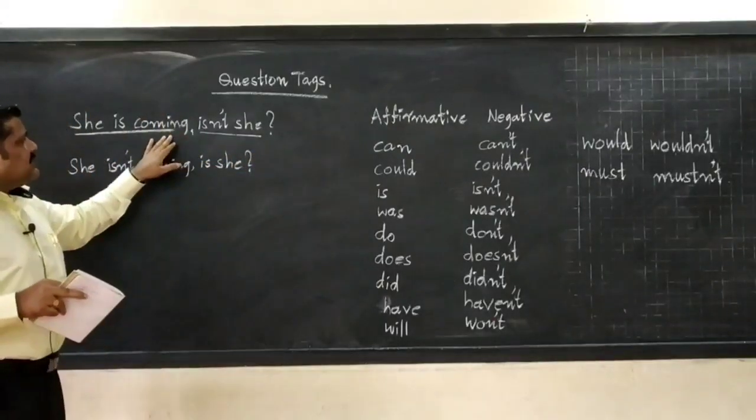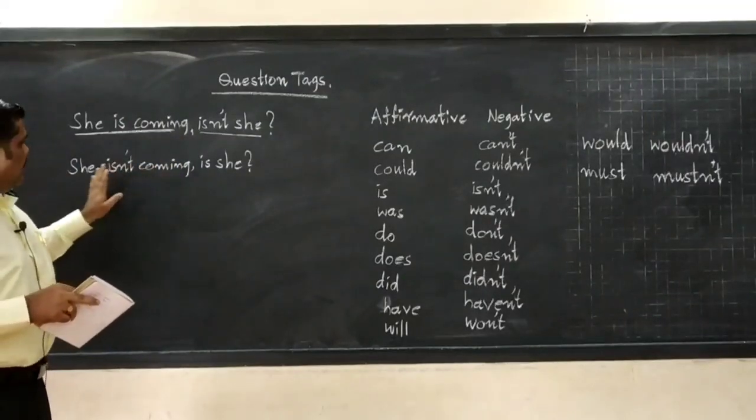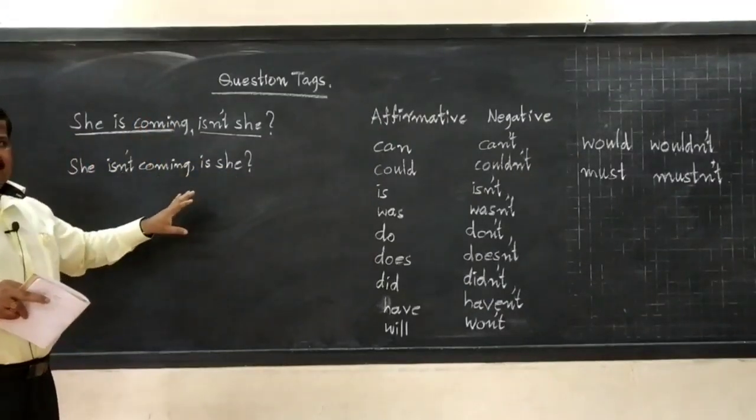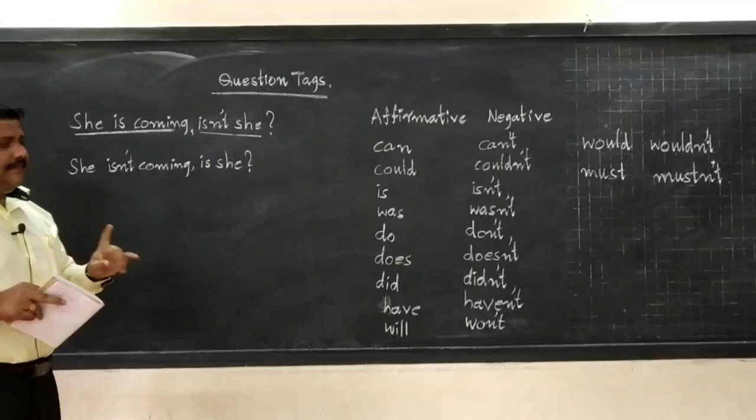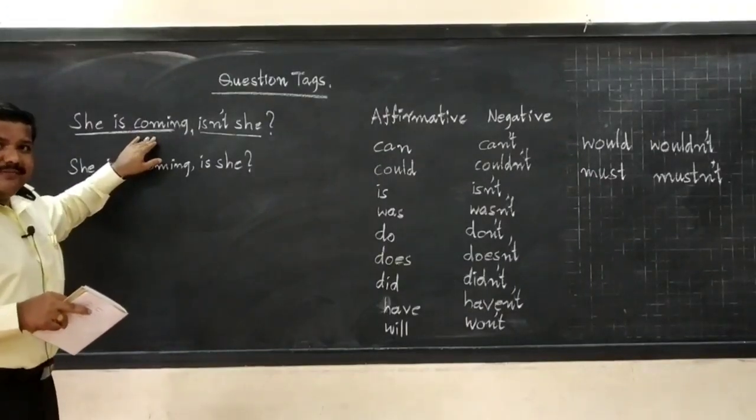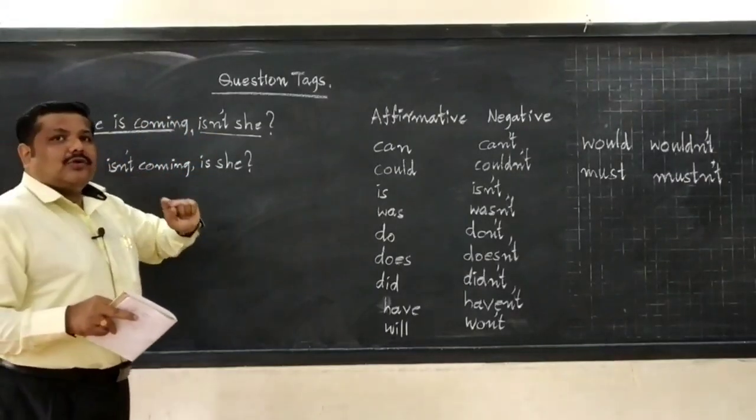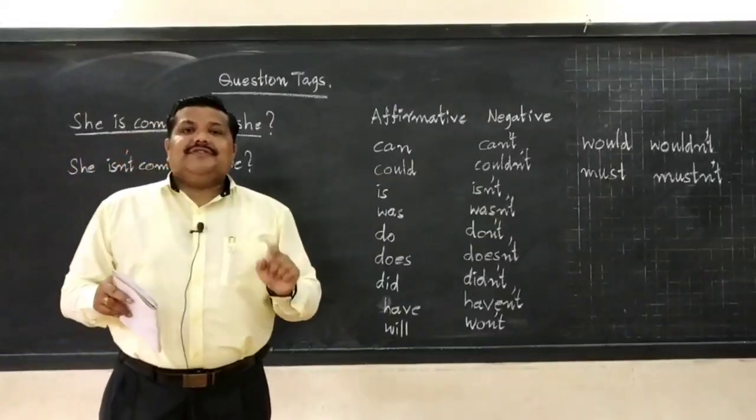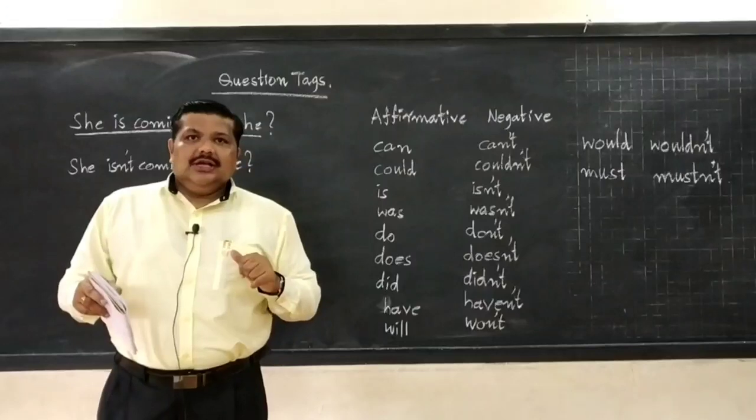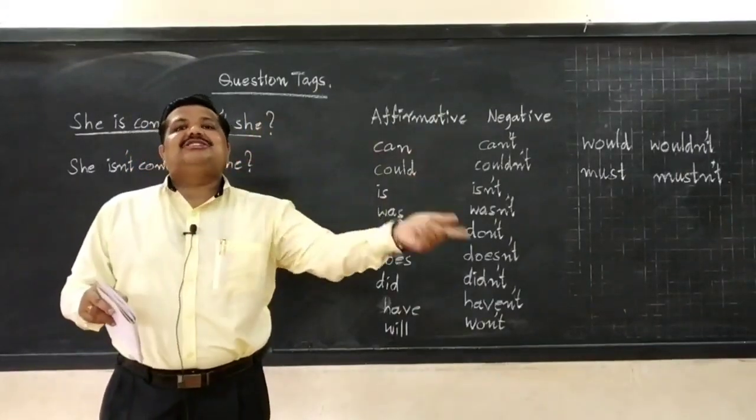So, I have written one sentence here. Similar sentence has been written as a second sentence. She isn't coming, is she? No, what's the difference? I tell you, the difference is here, the statement is positive, so the tag is negative. So, question tag follows a rule that if the statement is positive, tag is negative. Then if the statement is negative, what to be done? That means tag is positive.